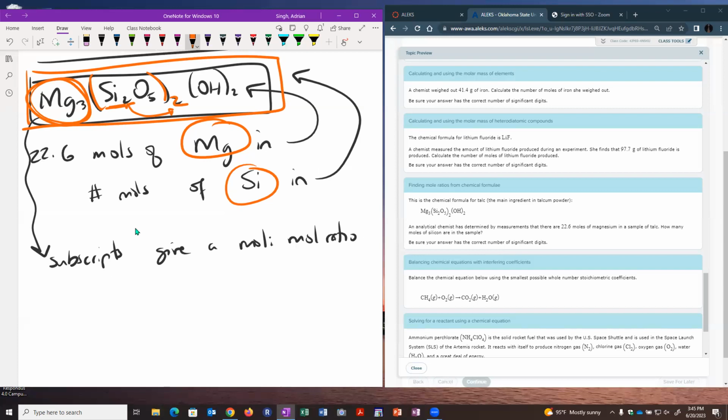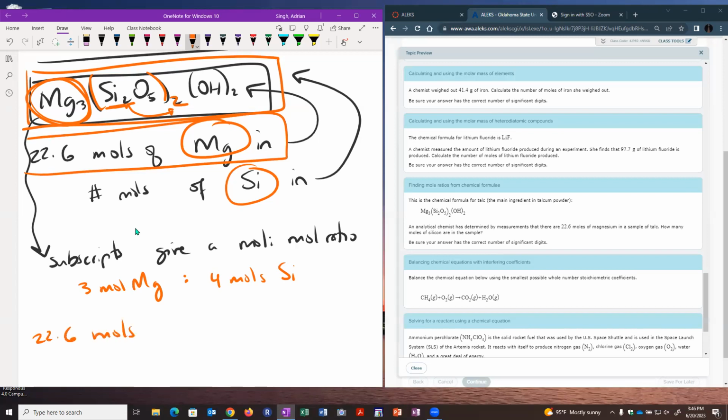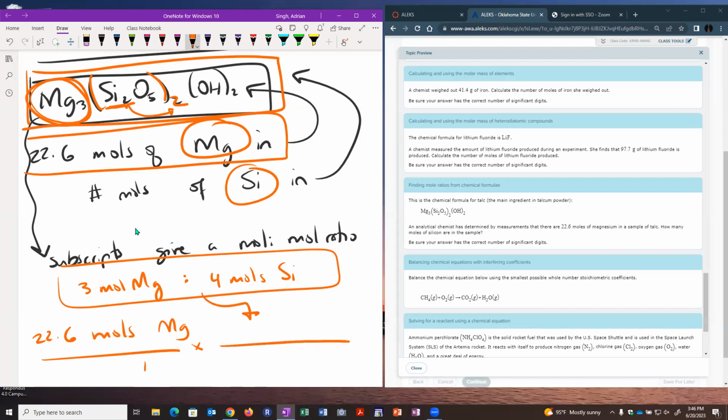So what this is saying is that I have 3 moles of Mg for every 4 moles of Si, right? I'm just looking at the subscripts from this substance. That's my ratio. And it's always going to be that ratio as long as it's this substance. So if in the substance you actually have 22.6 moles of Mg in the sample, whatever the sample size is, I can now use this ratio. I can stick it in here just like I do any other conversion factor.